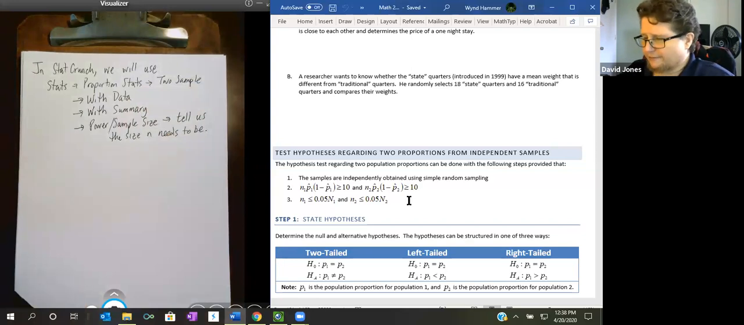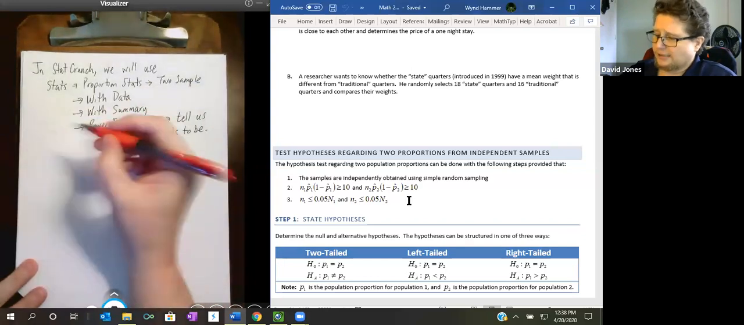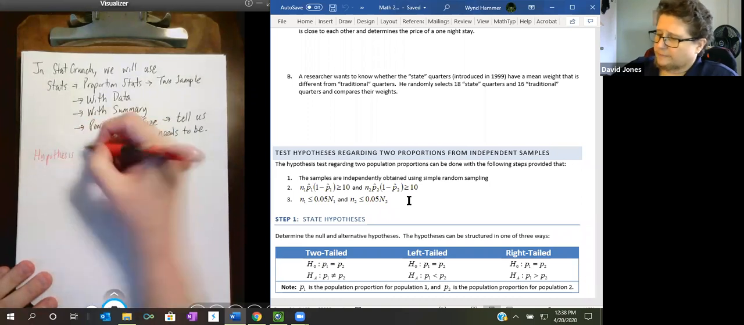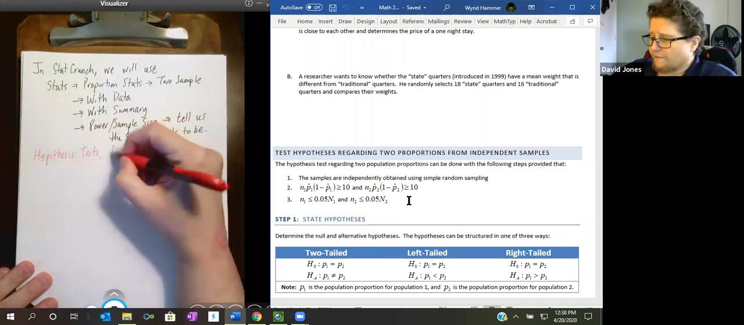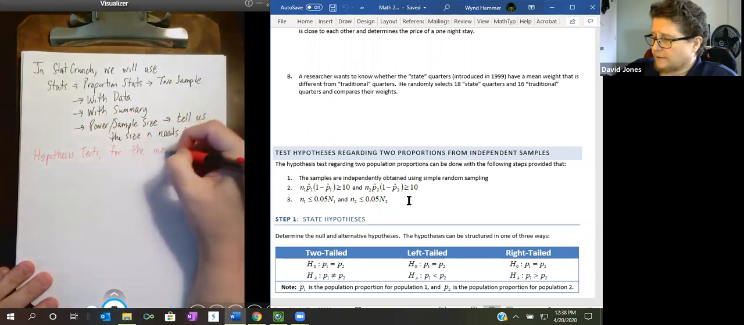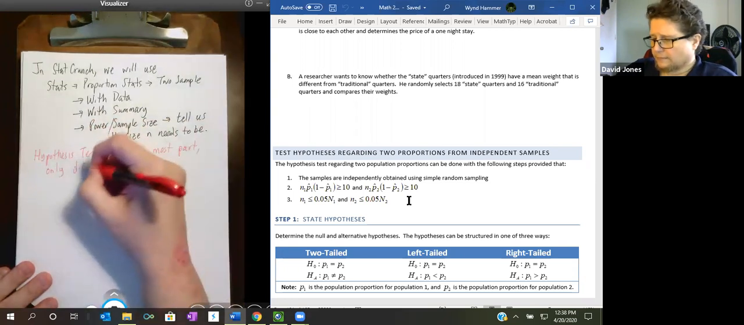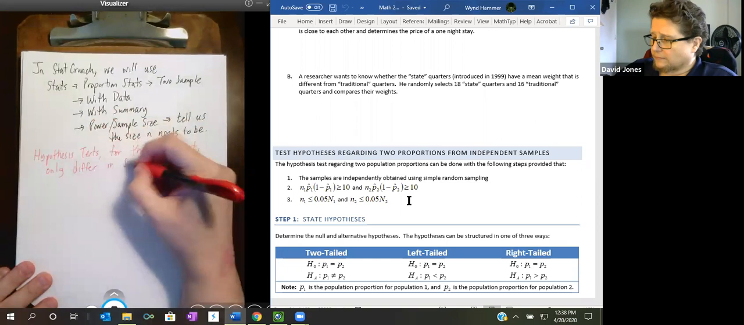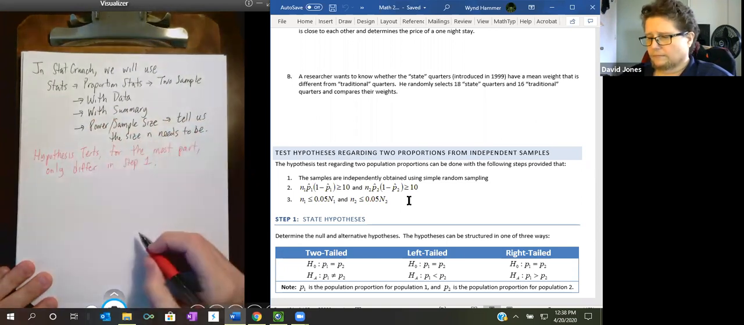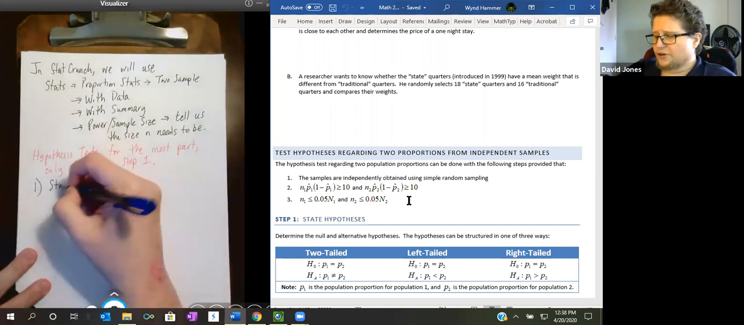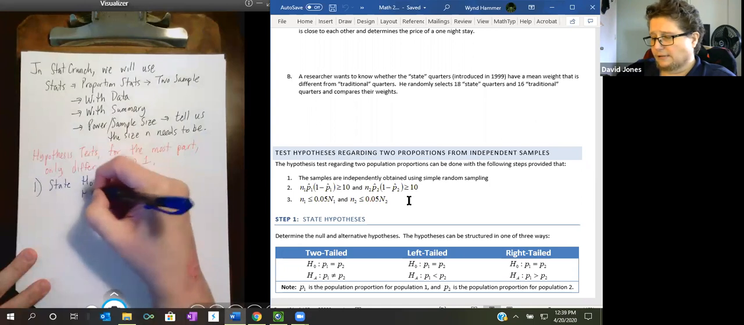Now, how does this differ? Remember our hypothesis test? Most of the steps were the same. The steps in hypothesis testing only differ in step 1. What was step 1? State the null and alternate hypothesis.